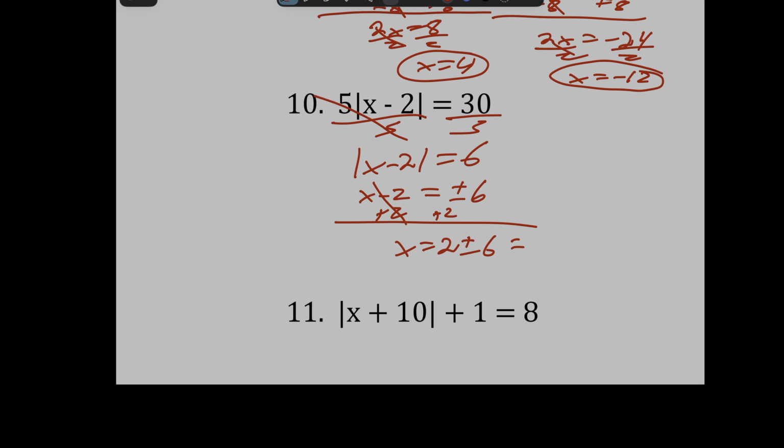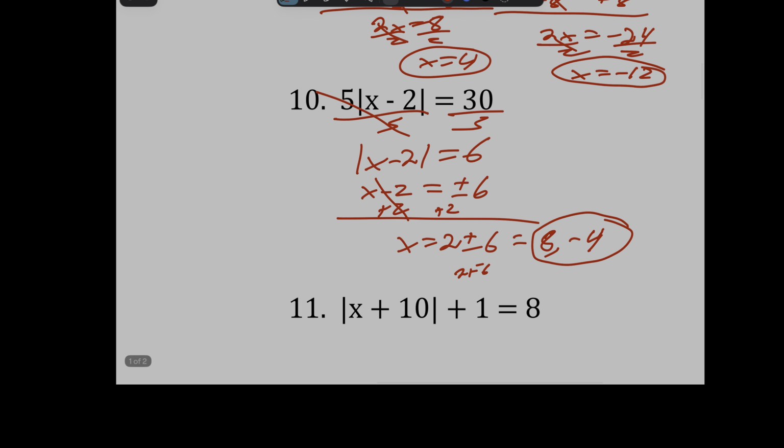Now, what's 2 plus 6? 8. I keep squeezing this pen. Sorry, old guy with technology. And I get 8. Now, what is 2 minus 6? Well, 2 minus 6 is like 2, add a line, change the sign. I'm going to get a negative 4.